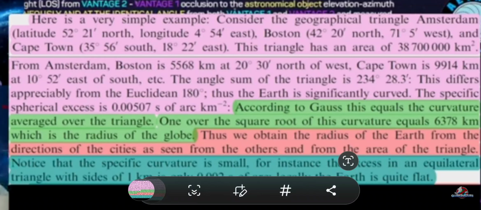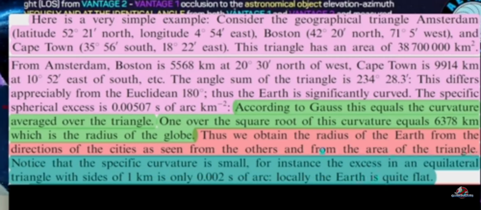Dude, it's so funny that you mentioned that, because check this out. They also point that out in this paper. They give 3 locations: Boston, Amsterdam, and Cape Town. And they give the angular excess over that area, which would be the only way that you could describe Earth curvature over these vast distances. Because check this out. Notice that the specific curvature is small. In the instance, the angular excess of an equilateral triangle with sides of 1 kilometer is only 0.002 seconds of arc. Locally, the Earth is quite flat.